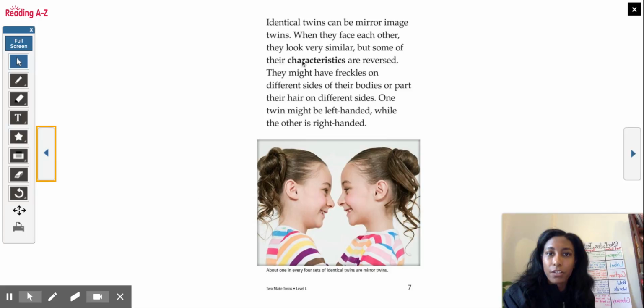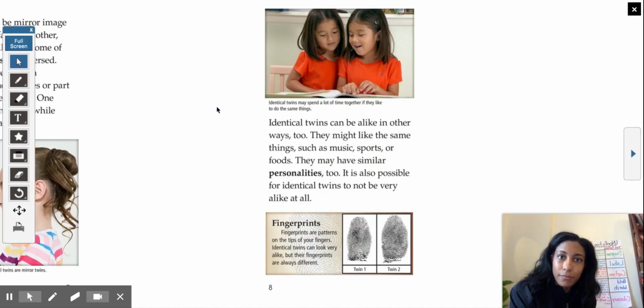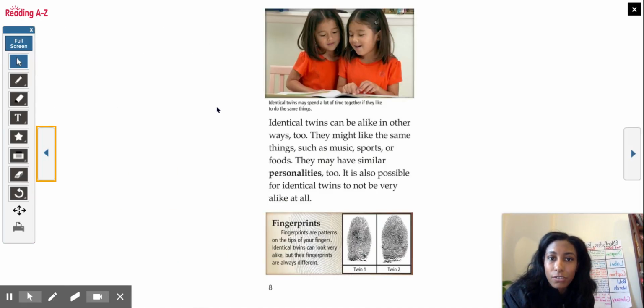When they face each other, they look very similar, but some of their characteristics are reversed. They might have freckles on different sides of their bodies or part their hair on different sides. One twin might be left-handed while the other is right-handed. Identical twins can be alike in other ways too. They might like the same things such as music, sports, or food. They might have similar personalities too. It's also very possible for identical twins to not be very alike at all.